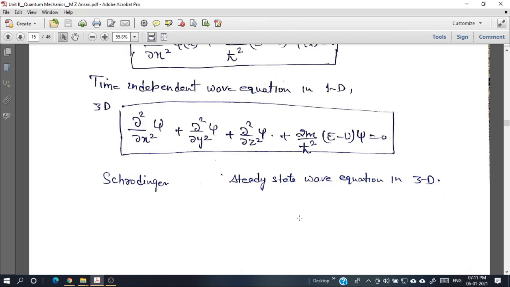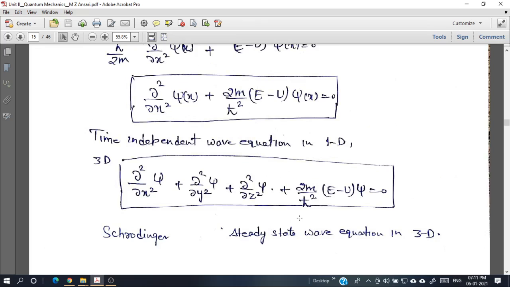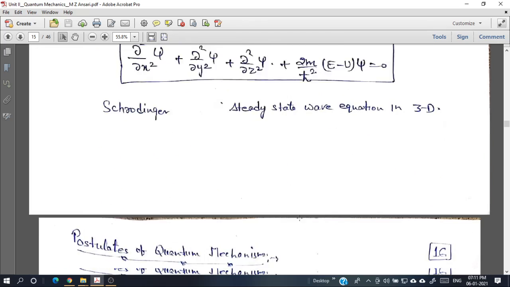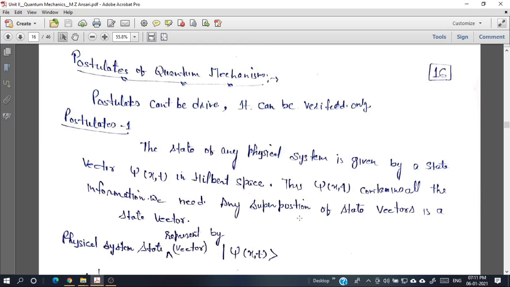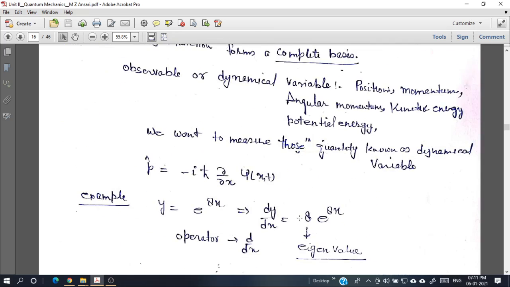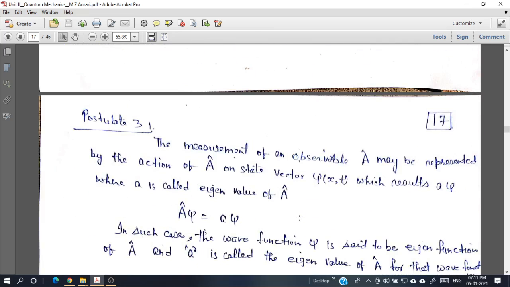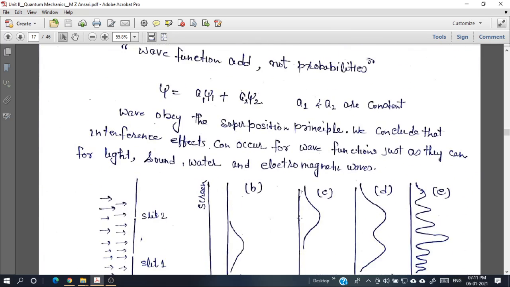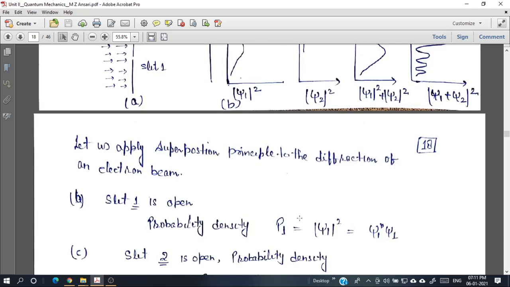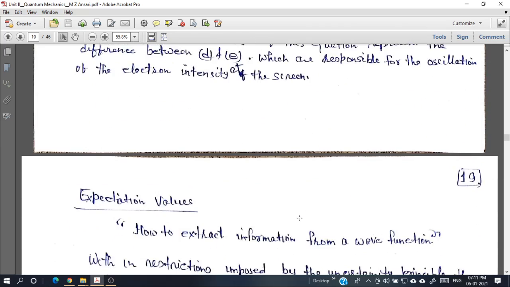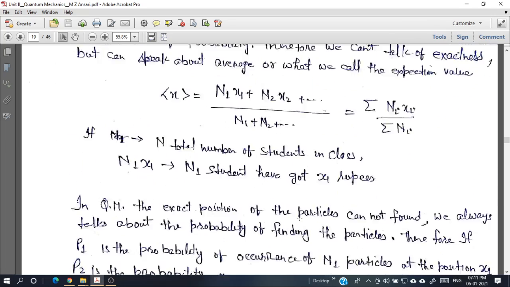Okay, so I will stop this video right now. The next thing is the postulates of quantum mechanics, so I will discuss that in the next class. I will discuss only a little bit about these postulates because this is just theory.